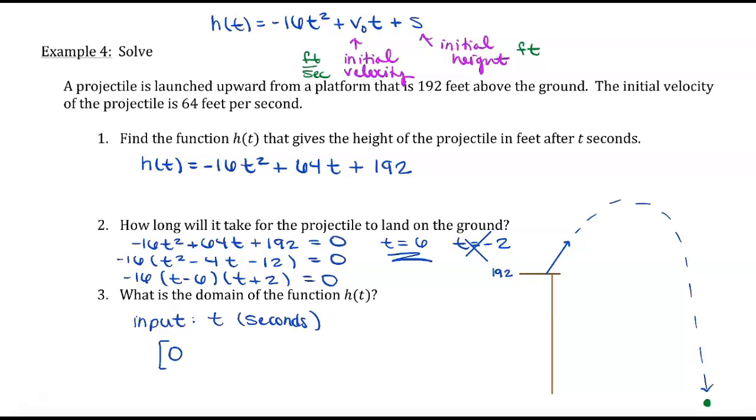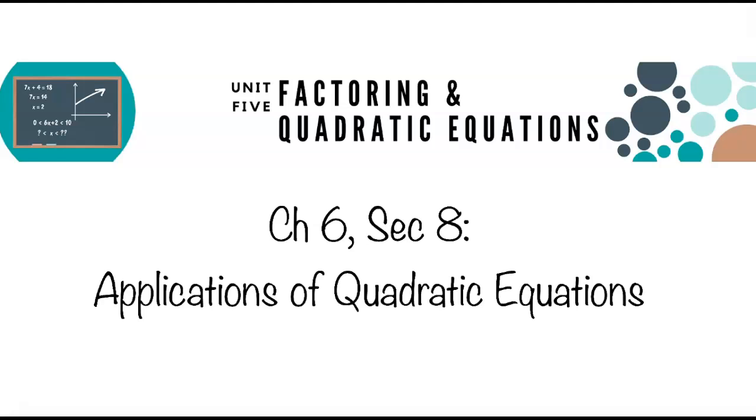It also doesn't help us to plug in values for t that are greater than 6. That's after the projectile hits the ground. Any value for t between 0 and 6, however, will give the height of the projectile in feet between the moments of launch and hitting the ground. And that will conclude this lecture video of applications of quadratic equations and quadratic functions.